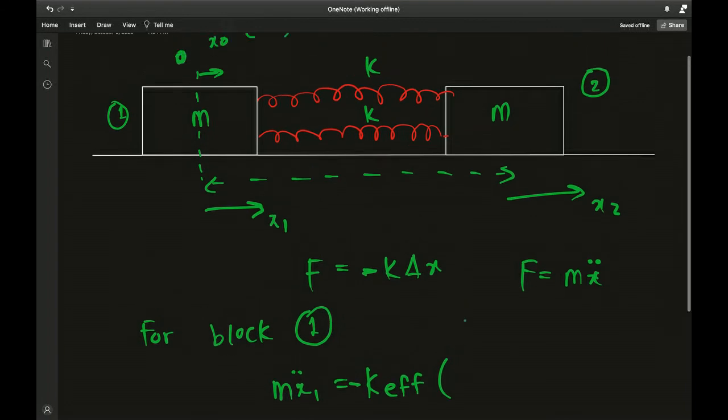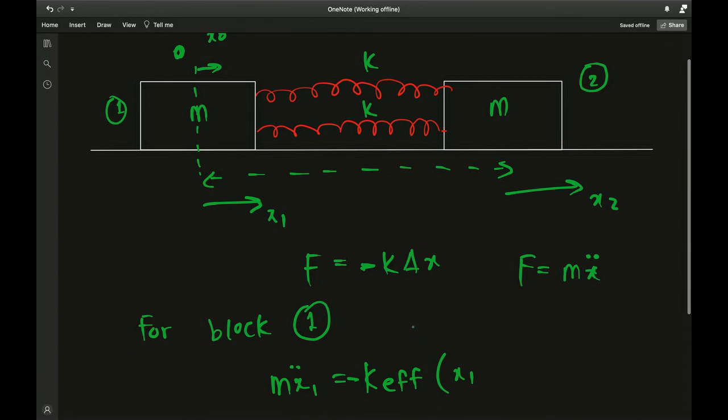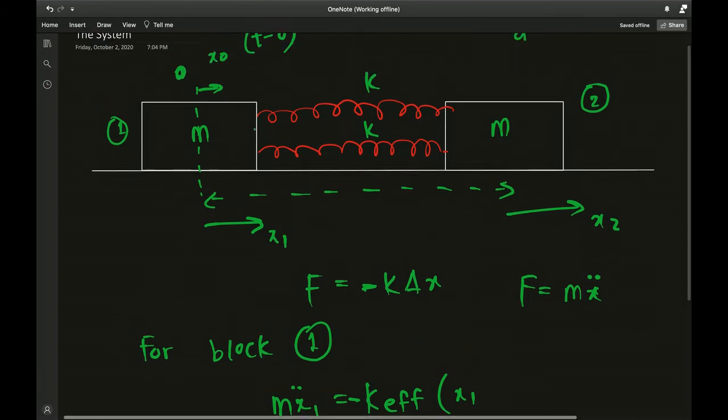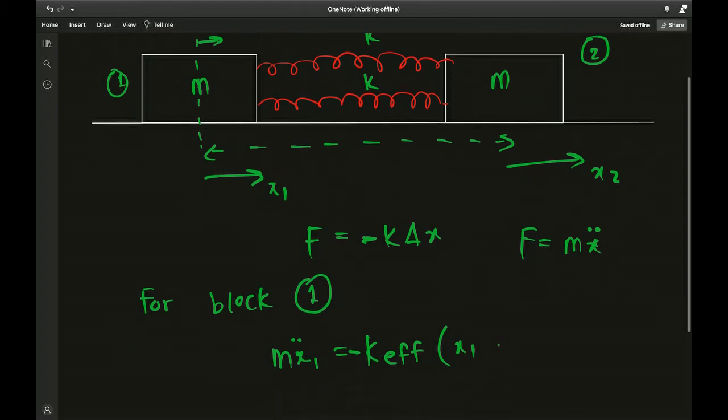And now what displacement do I take? x1? Well, it might seem tempting, but not quite, because we want the effective displacement, the effective change in length of this spring. Think about it this way: if x1 and x2 are the same, then there will be no effective stretching or compression of the spring, so there should be no restoring force. That's why we want the difference in their displacements, x1 minus x2.